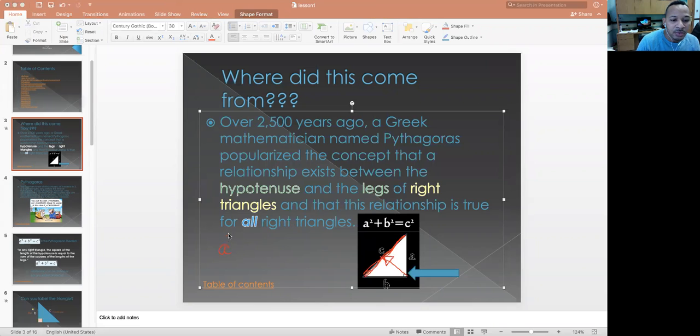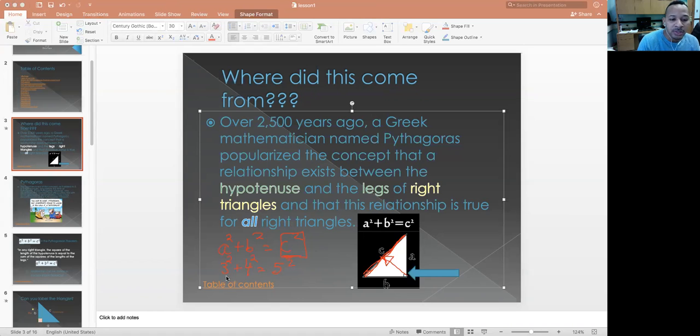Basically, the hypotenuse squared, which is c squared, is equal to the sum of the squares of the legs. One particular triangle that we know is the 3, 4, 5 triangle. If one leg is 3, the other leg is 4, that will give us the hypotenuse of 5.